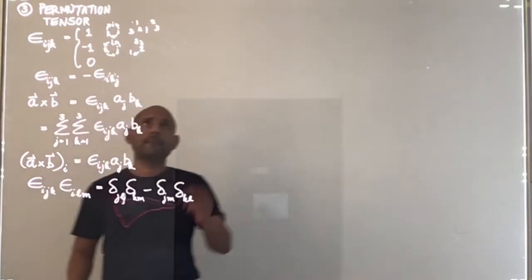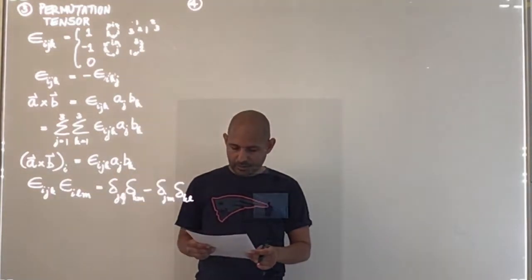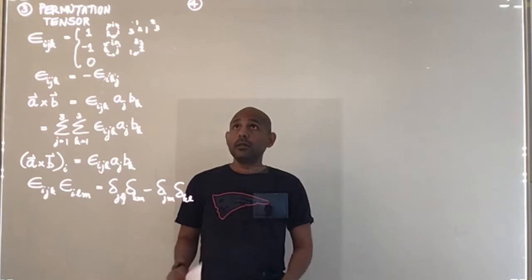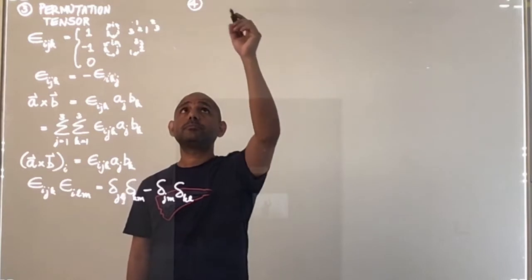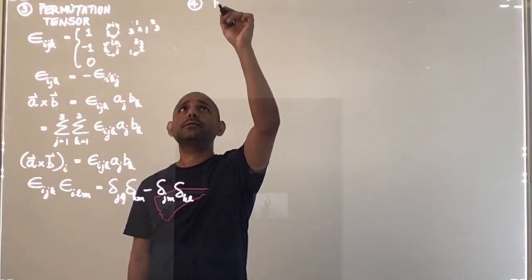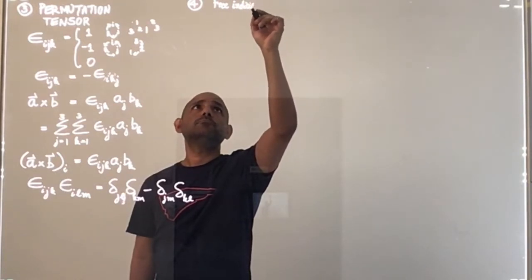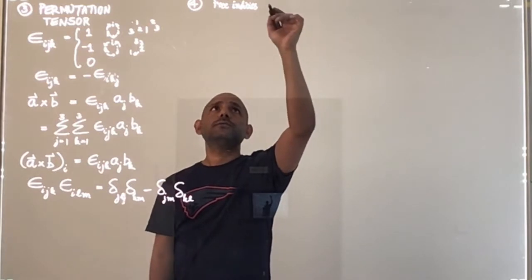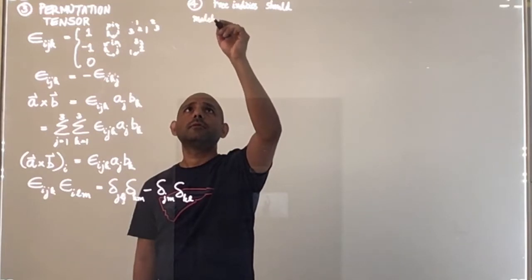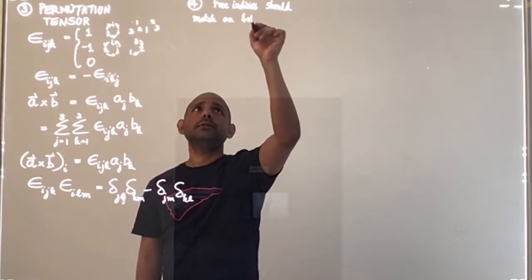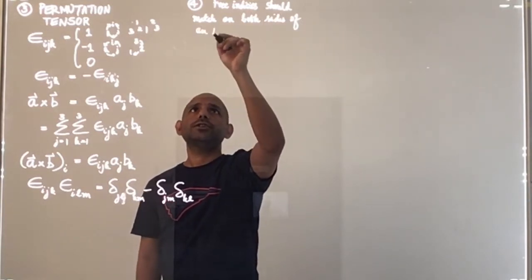Okay. Fourth thing is some rules about indices. Okay? So rule number one, free indices should match on both sides of an equation.